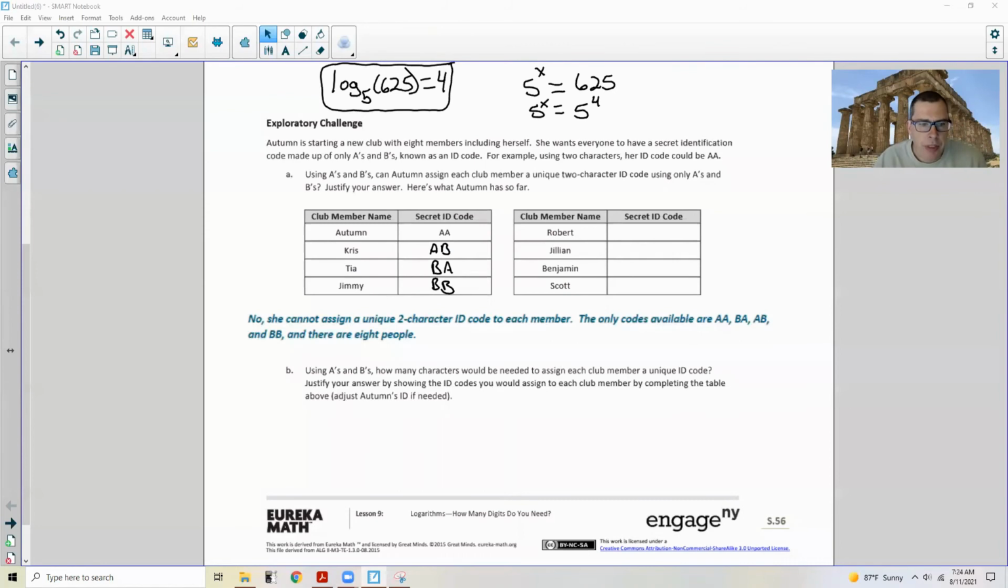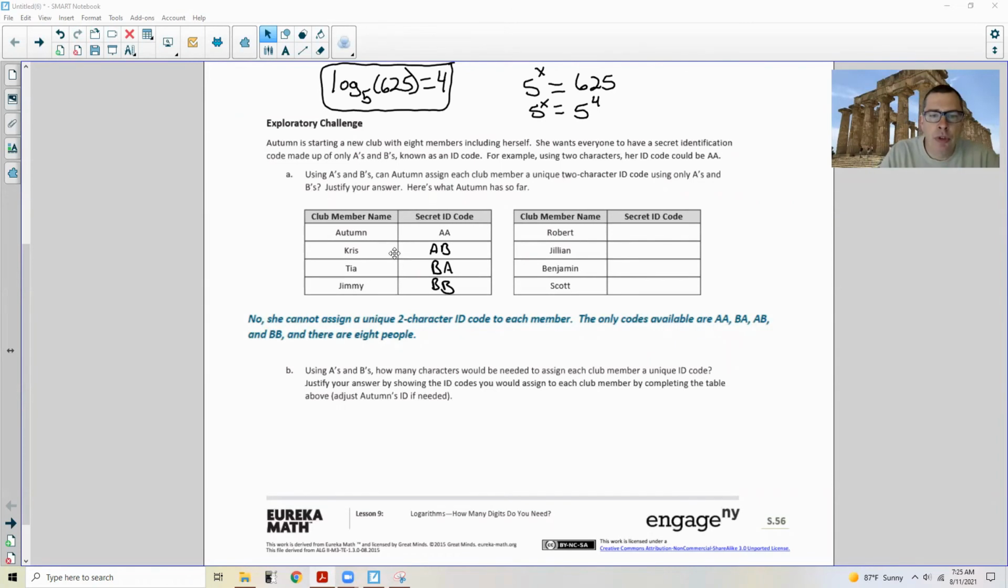Okay, so answering in a complete sentence, you'd say no, she cannot assign a unique 2-character ID code to each member. The only codes available are AA, BA, AB, and BB. And there are 8 people. So part B says, using A's and B's, how many characters would be needed to assign each club member a unique ID code? Justify your answer by showing the ID codes you would assign to each club member by completing the table above. Adjust Autumn's ID if needed.